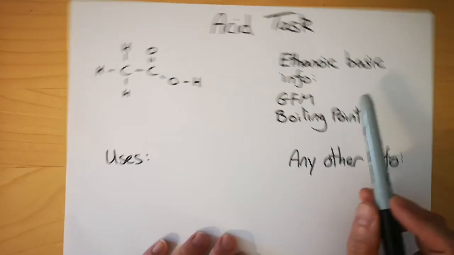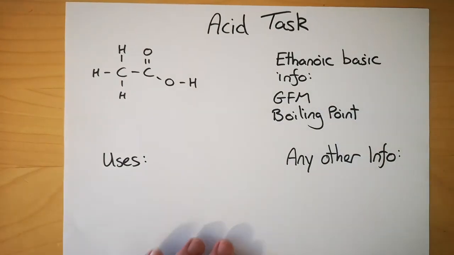Some basic info: the gram formula mass, the boiling point, anything else you want to chuck in. Uses, so in this particular case, putting on your chips, and any other info that you'd like to put down about that acid. There's lots and lots of different types of acid. There's some really cool videos that I will link to about some different acids, and just take your time with it.